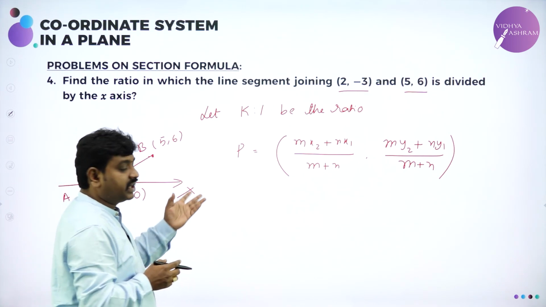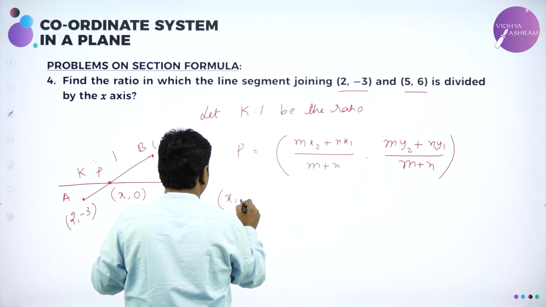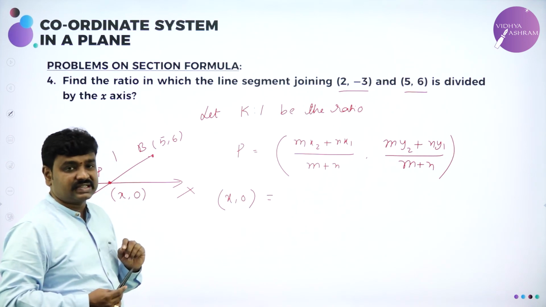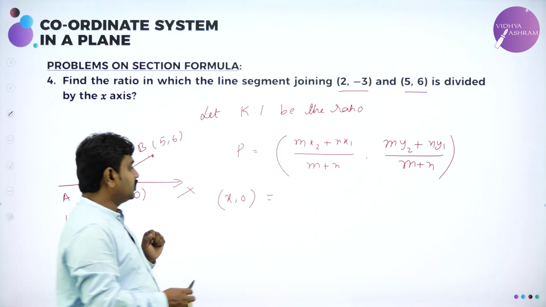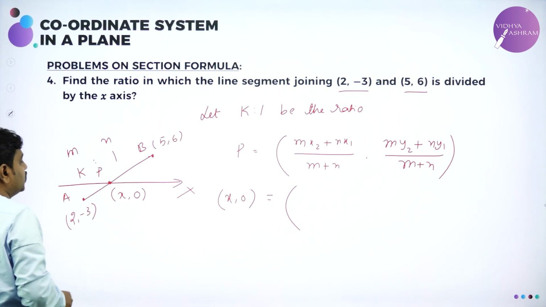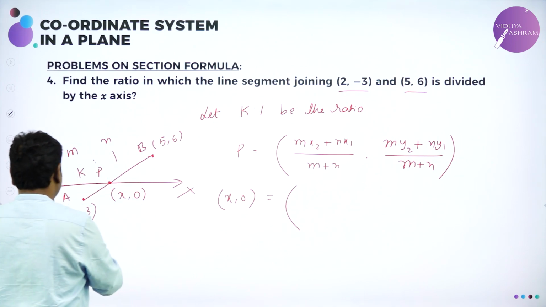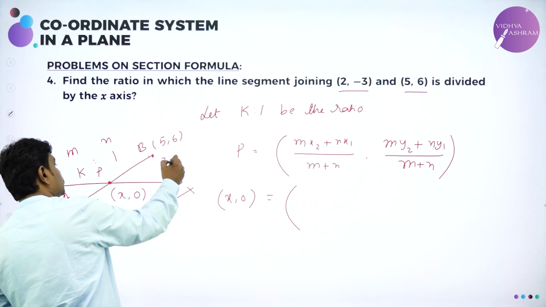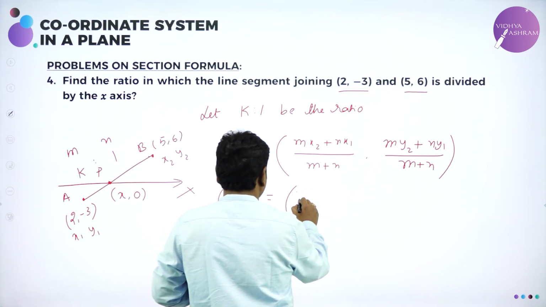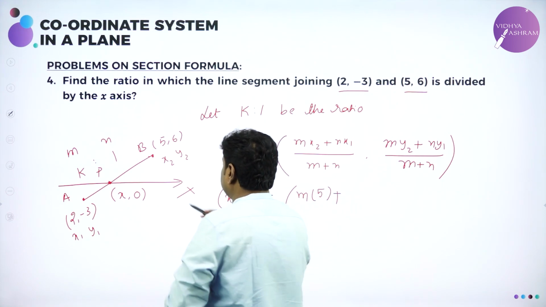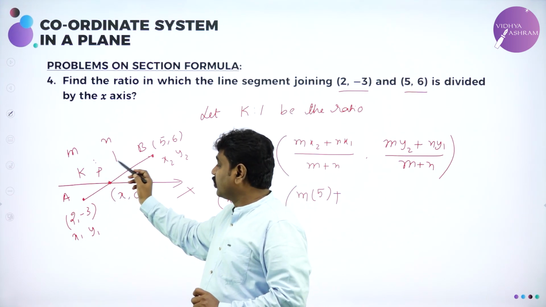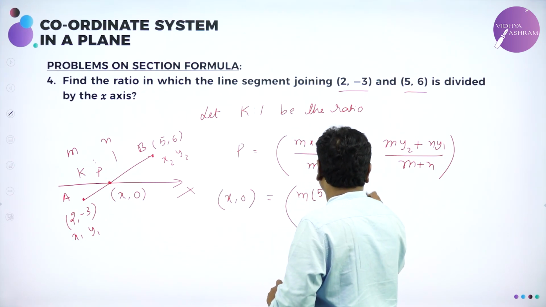Now I took the point on the LHS as x, 0. It will have only an x value. The y value is 0 because it lies on the x-axis, because the x-axis is dividing. The ratio we assumed: k is m and 1 is n. One of the points is x1, y1 and the other point is x2, y2. mx2 means m into 5, plus n, which is 1, into x1, that is 1 into 2, divided by m plus n.